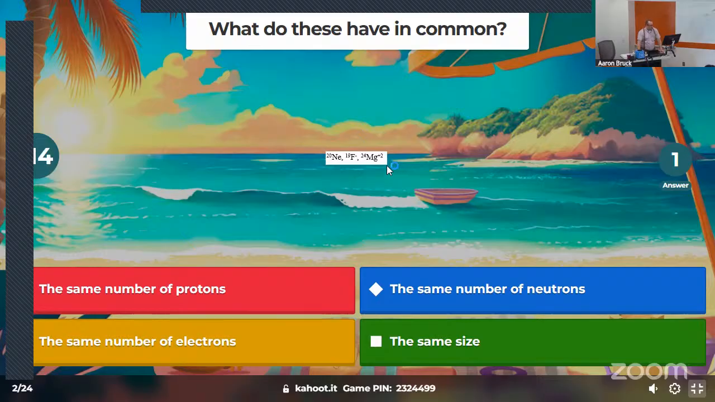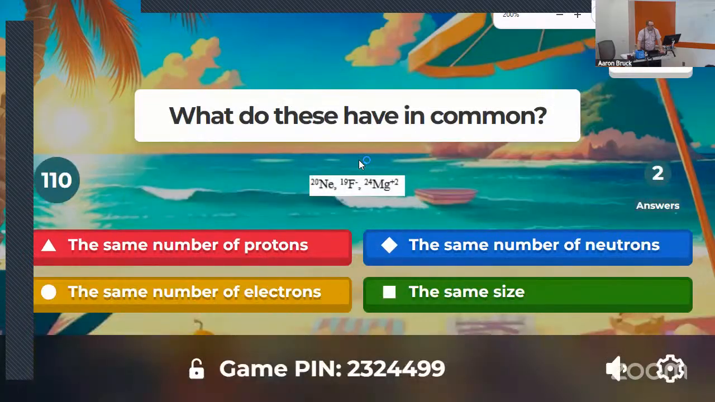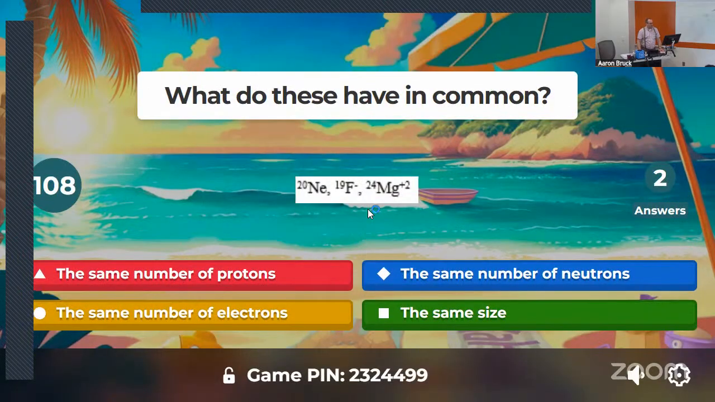It's on the smaller side here. We're looking at three different isotopes: neon 20, fluoride 19, and the magnesium ion 24.